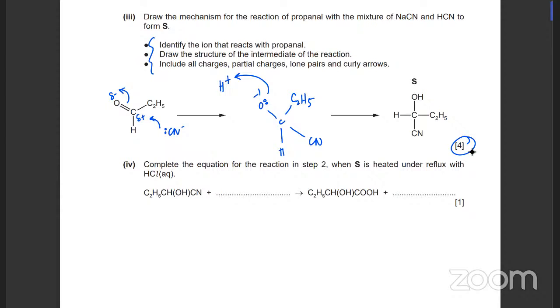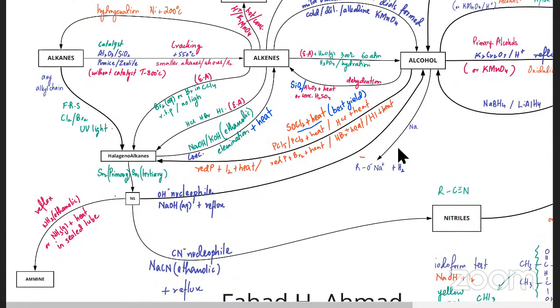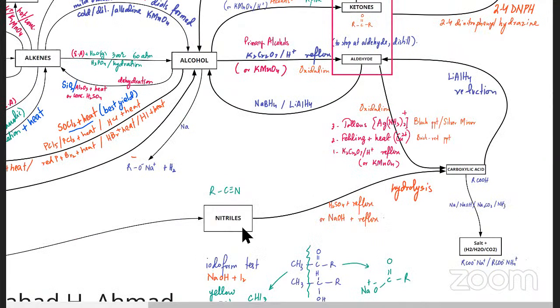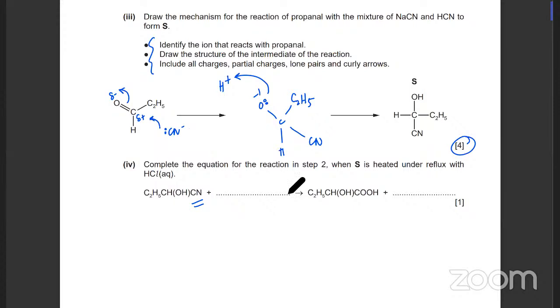Complete the equation now in step 2, when S is heated under reflux with HCl. So what happens when you heat it with HCl or acid? It forms a carboxylic acid. That's already given, and the ammonium ion is given. So all you have to figure out is, you've got a nitrile and it's turning into a carboxylic acid. When you heat it with an acid, it could be any acid actually, not just sulfuric acid, and reflux.